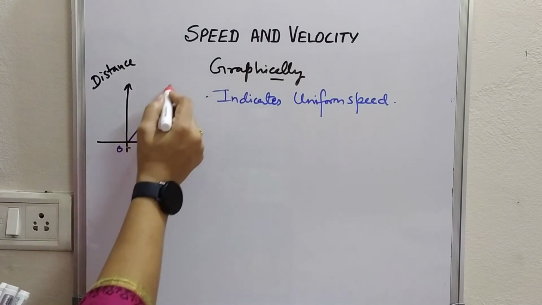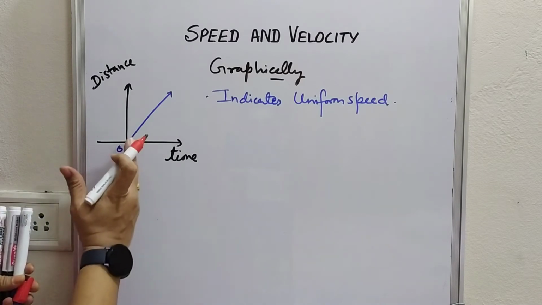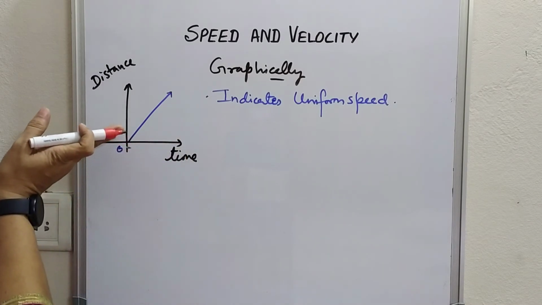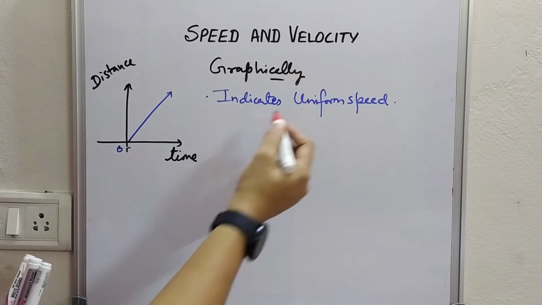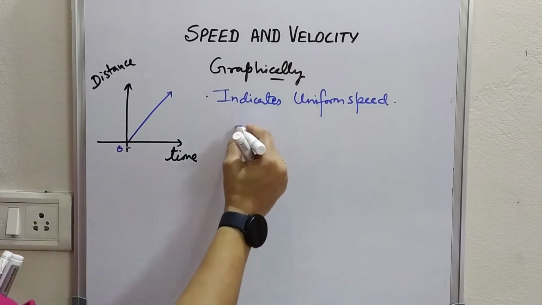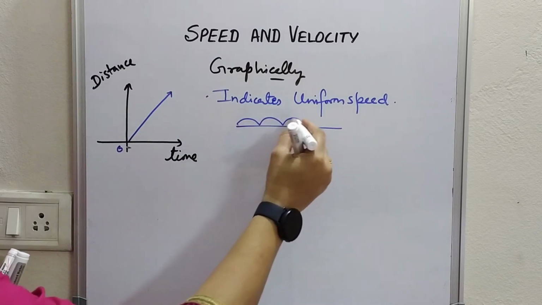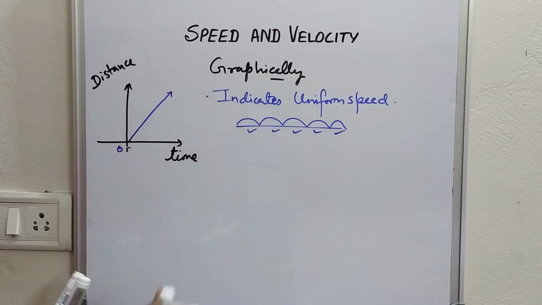But if the graph is like this, neither parallel to x-axis nor parallel to y-axis, its meaning is as the time increases, distance also increases, meaning the position of the body also changes. So the body has uniform speed. Why? Because the body travels equal distances in equal intervals of time. That is the meaning of uniform speed.